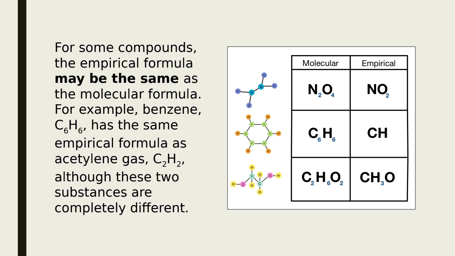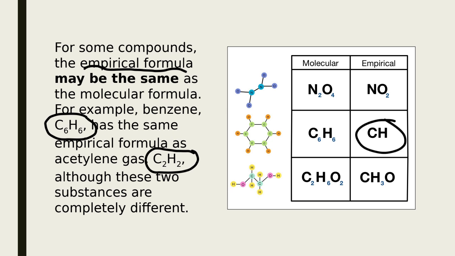We have to be aware that for some compounds, the empirical formula could actually be the same as the molecular formula, so sometimes there is no real reduction. The other thing that we need to be aware of is that the empirical formula might be the same for many different compounds. So here's an example of benzene, C6H6. And here's another example of a totally different compound, acetylene gas, C2H2. If you reduce both of those down to their lowest whole number ratio, you get this empirical formula.